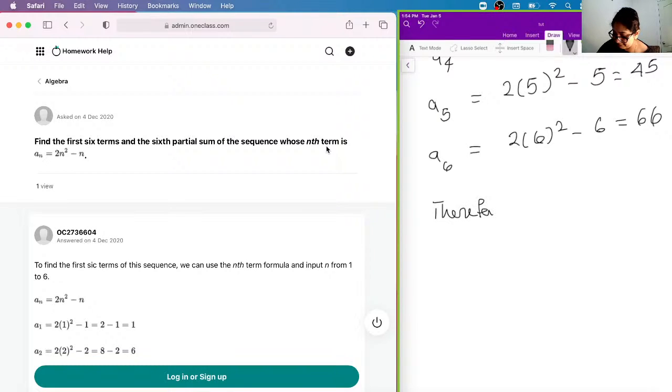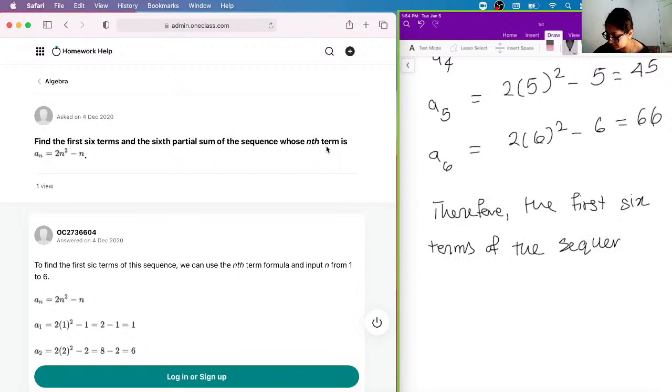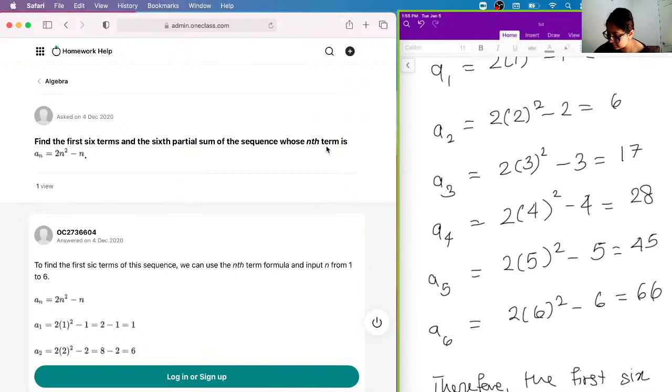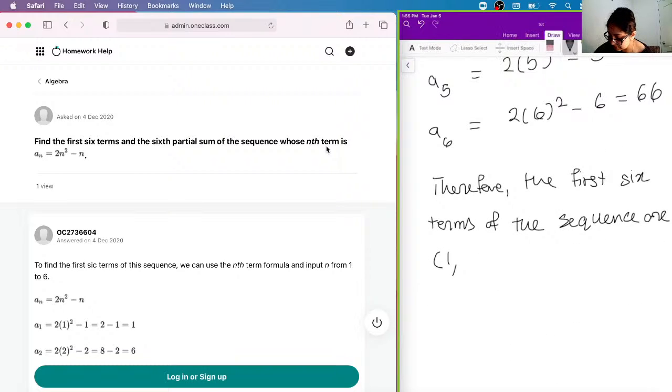Therefore, the first six terms of the sequence are 1, 6, 17, 28, 45, and 66. Okay, and so we can now find the sixth partial sum of this sequence by adding all this up.